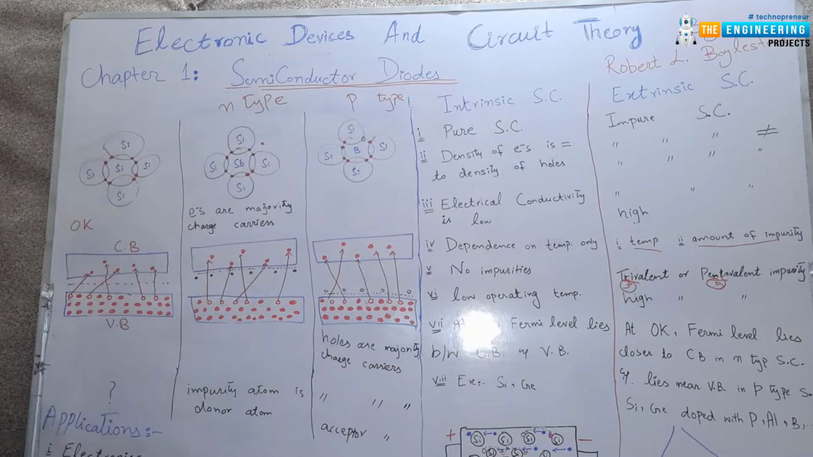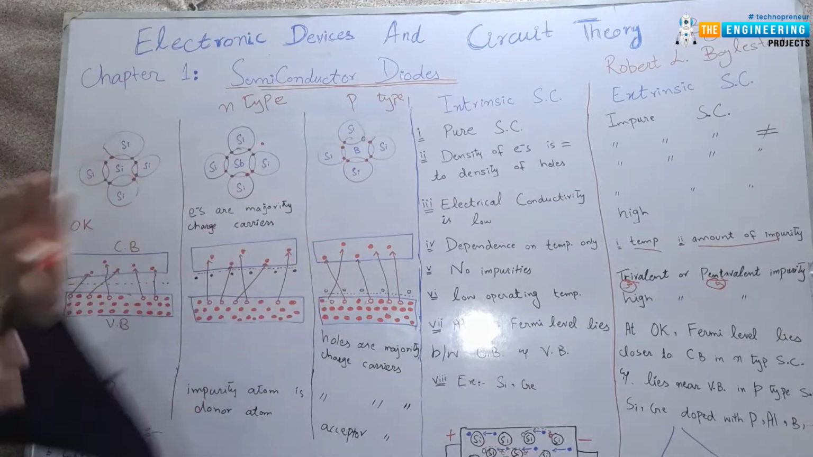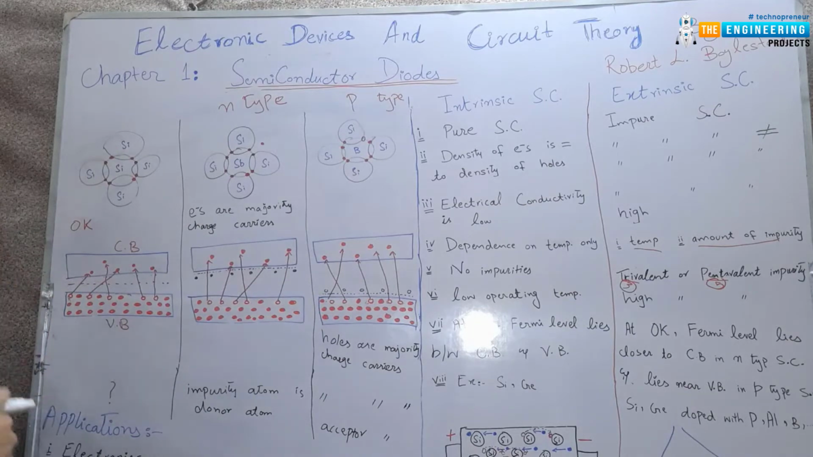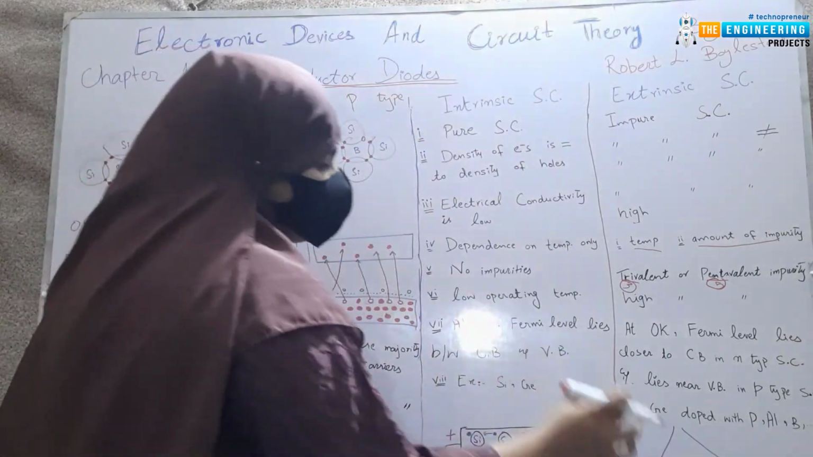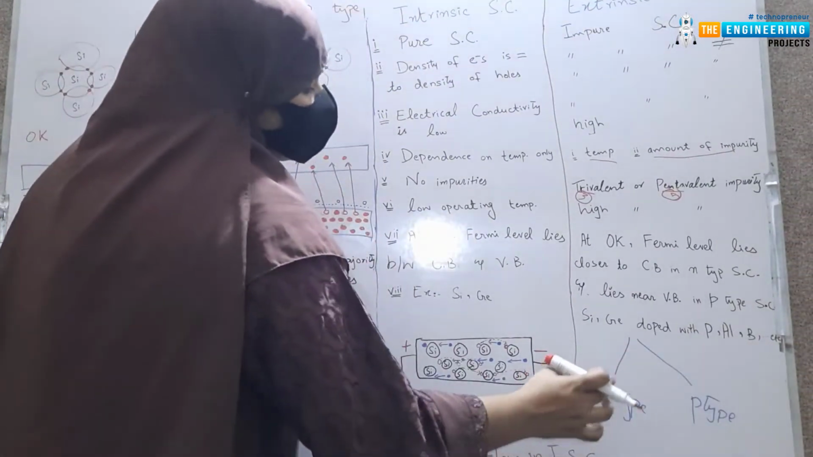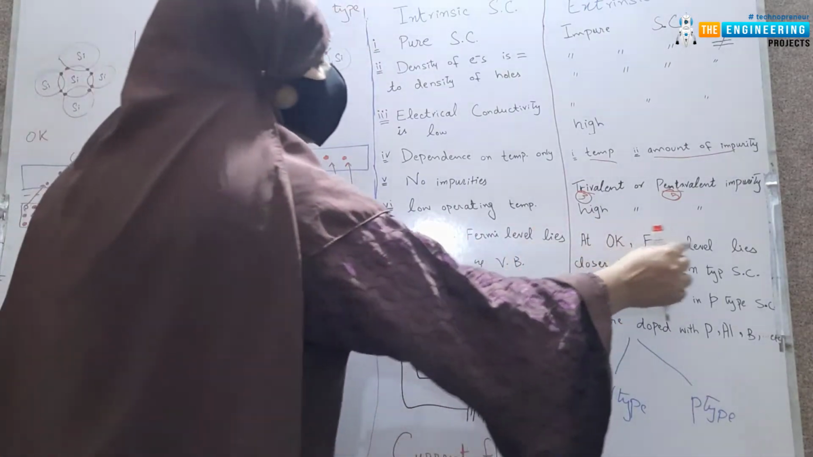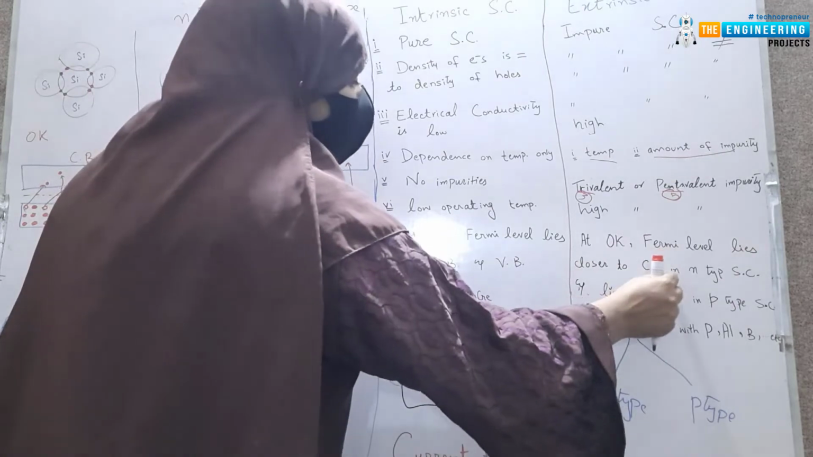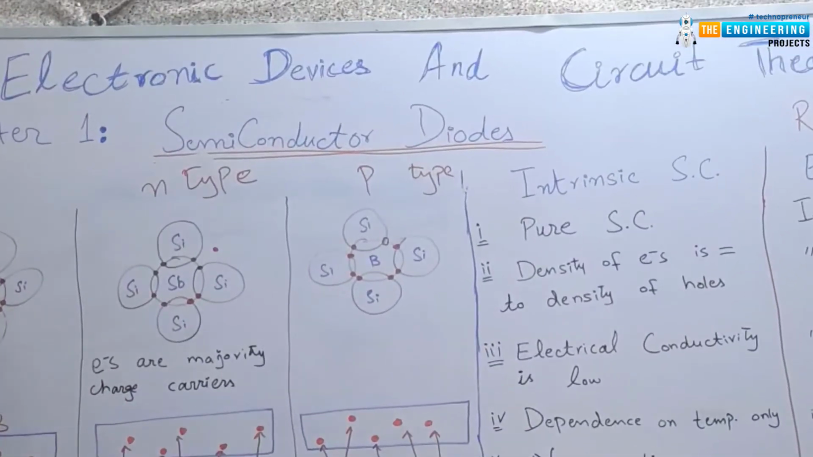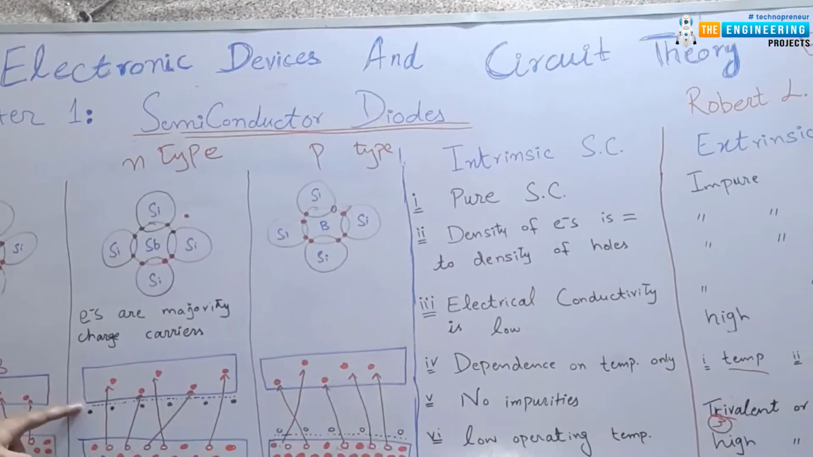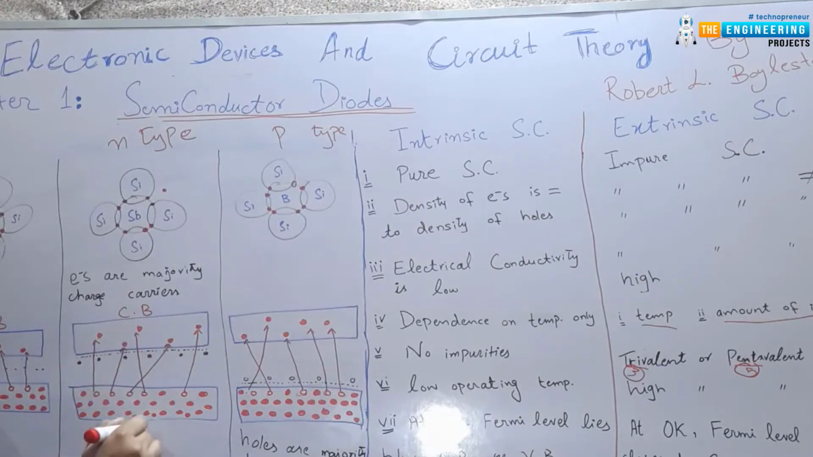This will be in between the conduction band and valence band at 0 Kelvin. But in this case, it will not be in between. So, at 0 Kelvin, the extrinsic semiconductors have 2 types. Number 1 is n-type, number 2 is p-type. In n-type semiconductor, the Fermi level lies closer to the conduction band. You can see here that the Fermi level is closer to the conduction band. It is far from the valence band.